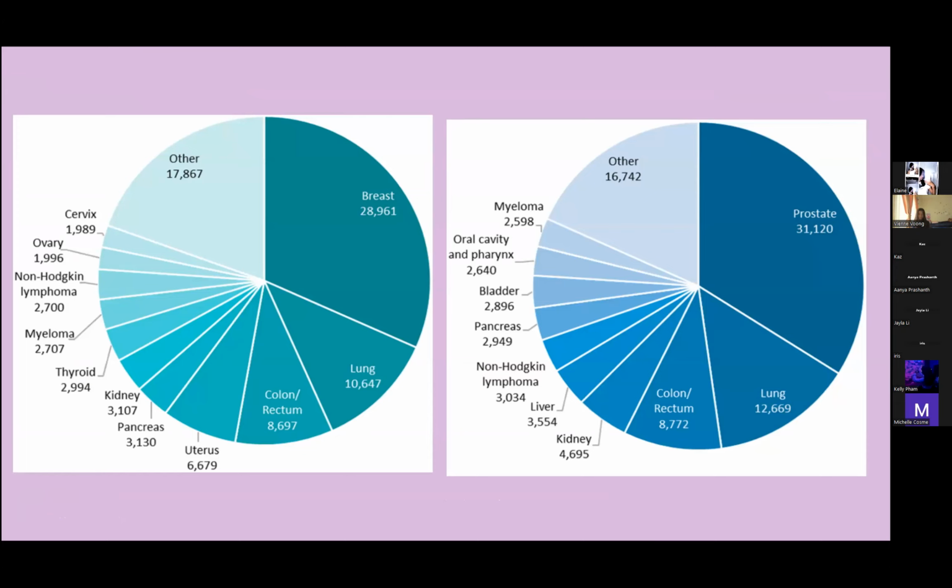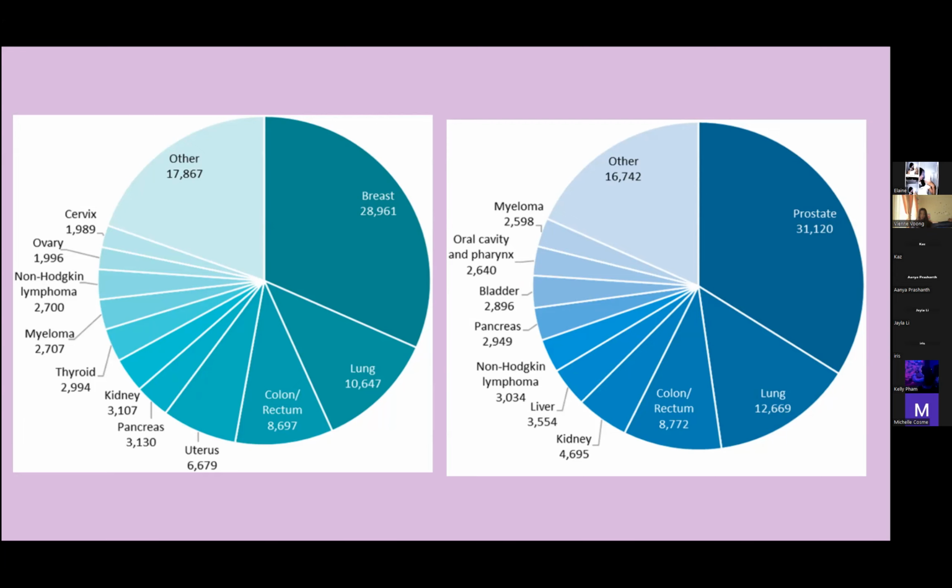So for females, on the left side, the most common is breast cancer with 28,961 patients. That's roughly 32%. Followed by lung cancer with 10,647. That's 12%. And lastly, colon or rectum cancer with 8,697 patients.